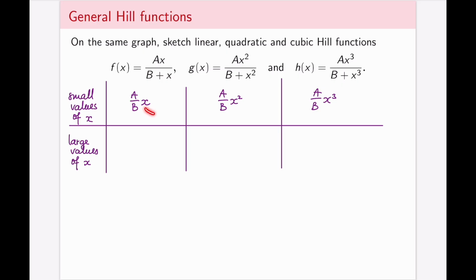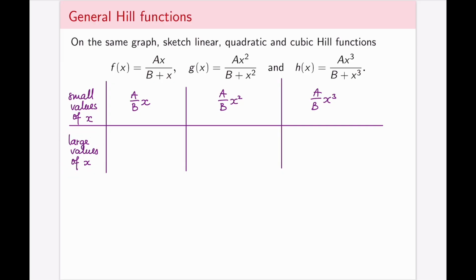Now I see that this is just a line with slope a over b. This is just a parabola that has been stretched or transformed with this factor. Now remember that a and b are both positive constants, so this is still a parabola looking up. And this is a cubic, snaky function that again has been stretched out according to these constants, but them both being positive means that it's going to be our regular snaky shape.